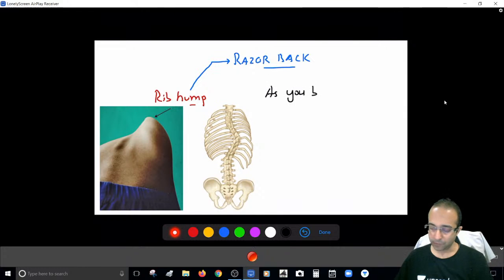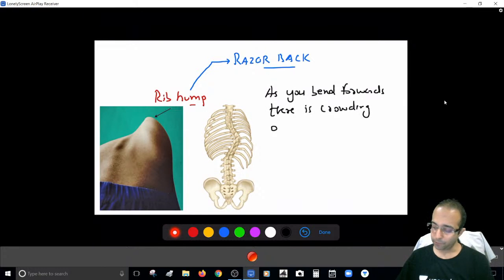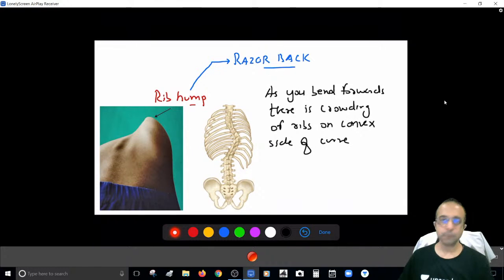as you bend forwards, you find crowding of ribs, and this crowding of ribs occurs on the convex side of the curve. I'll just show you the convex side of the curve. So this would be the convex side of the curve. You will bend and you will find these ribs having crowding on the convex side of the curve. This is what gives rise to this razorback or rib hump.